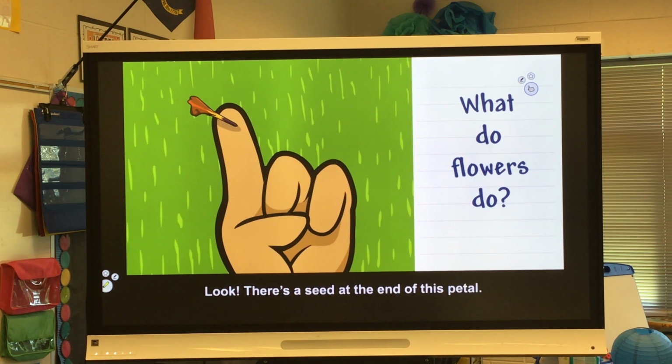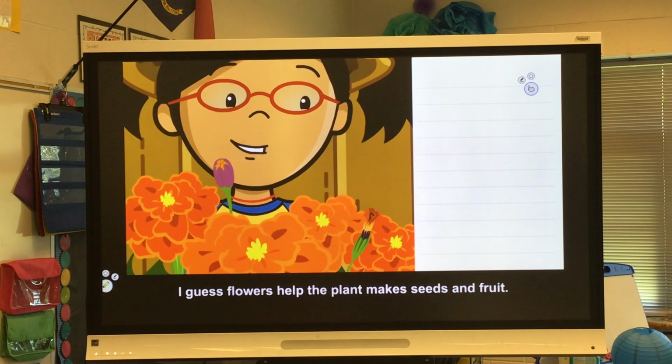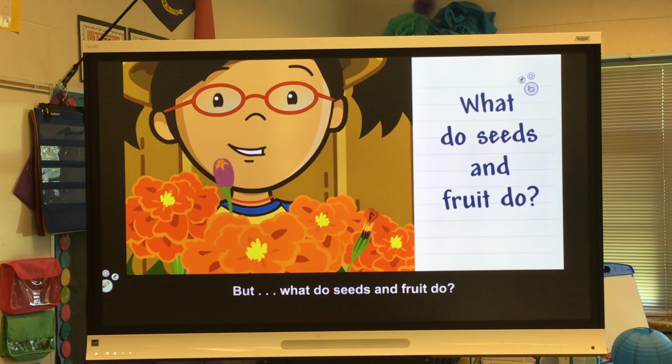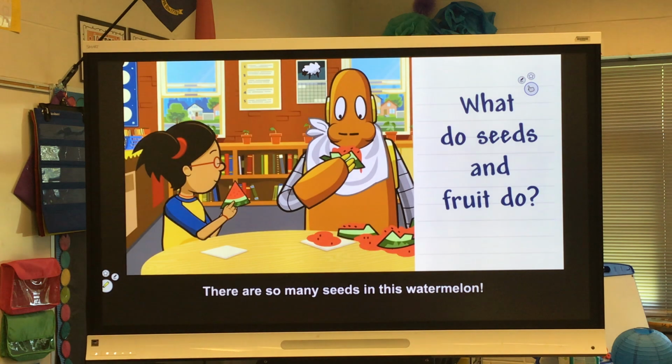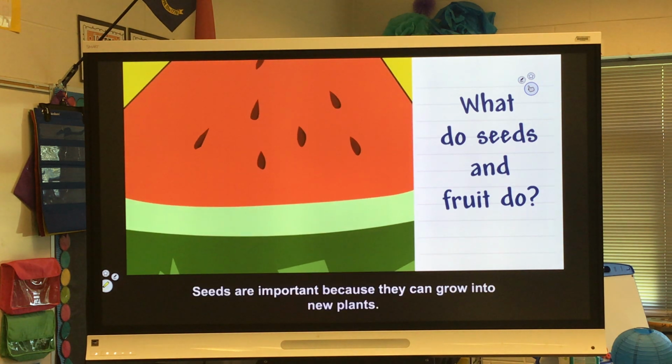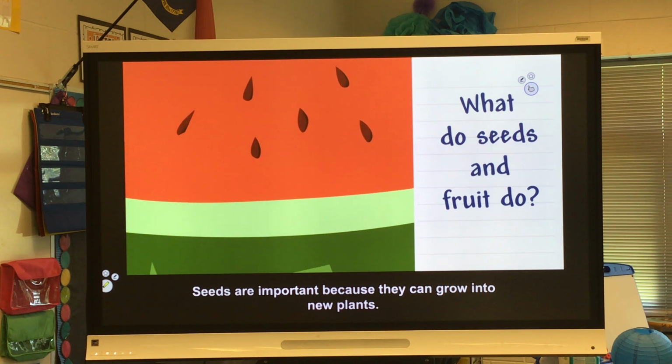Look, there's a seed at the end of this petal. I guess flowers help the plant make seeds and fruit. But what do seeds and fruit do? There are so many seeds in this watermelon. Seeds are important because they can grow into new plants.